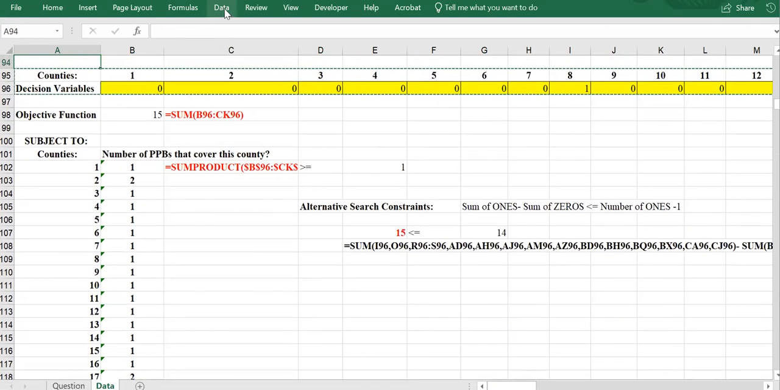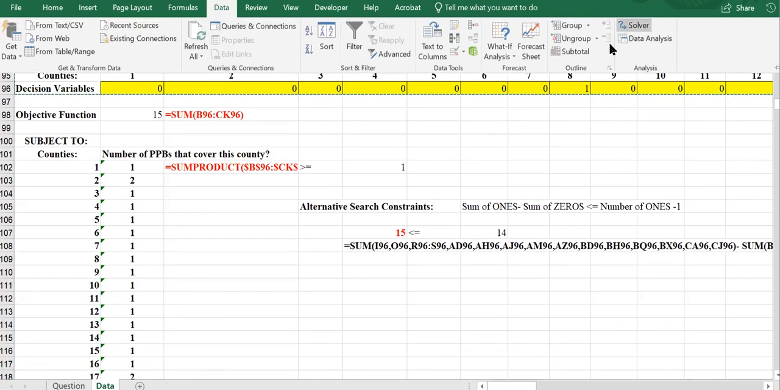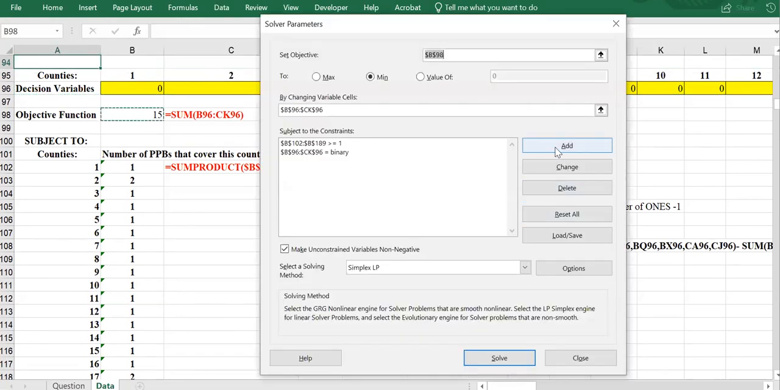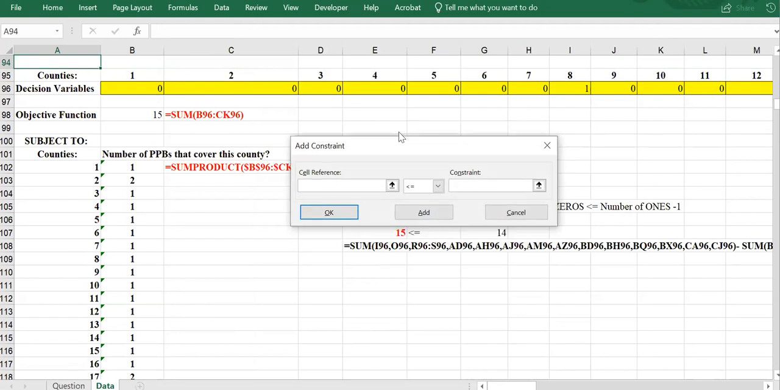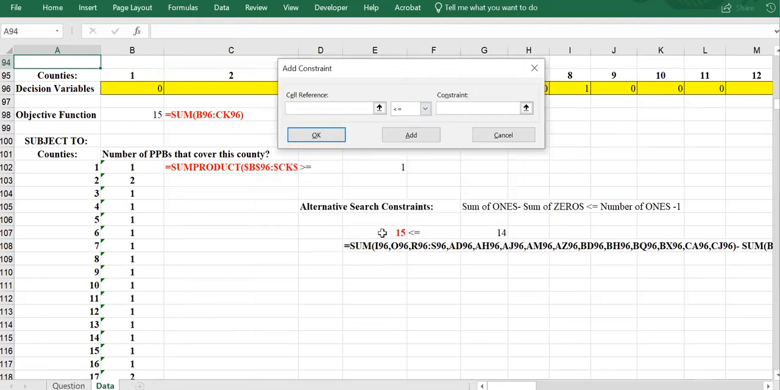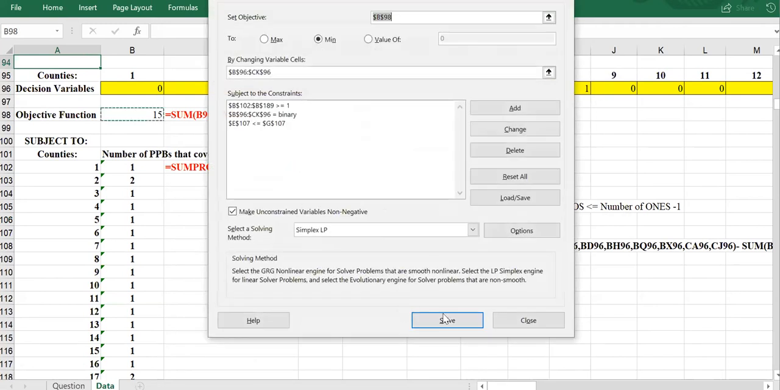So let's go ahead and add this to the solver. So solver, add the left-hand side less than or equal to 14, number 14. Or you can type 14 or you can add it. You can type it here and then refer to it here. Okay. And let's go ahead and solve.